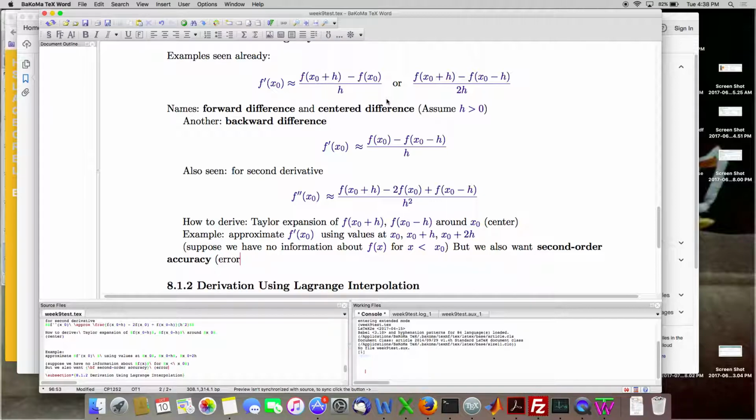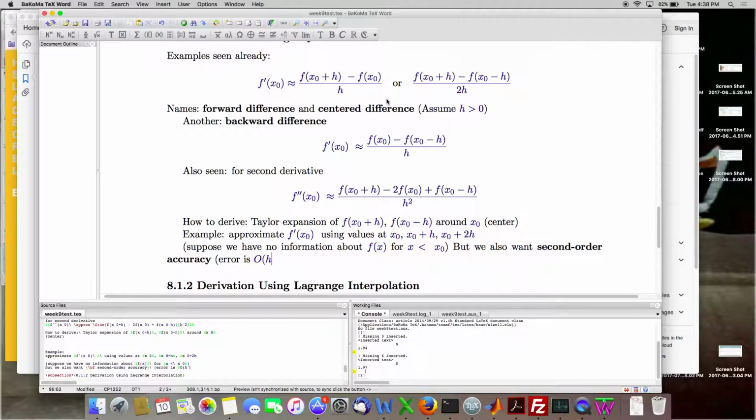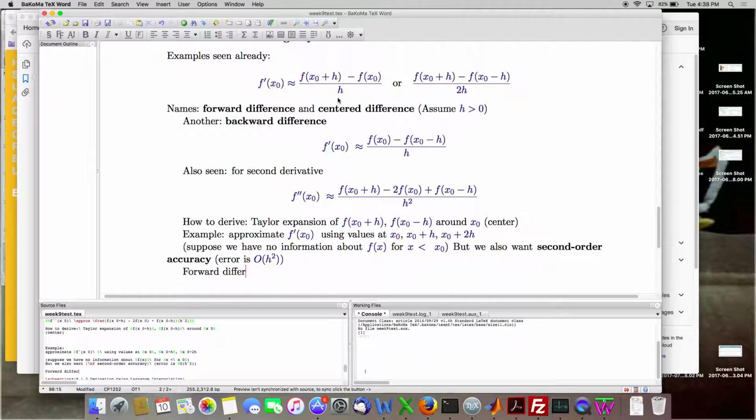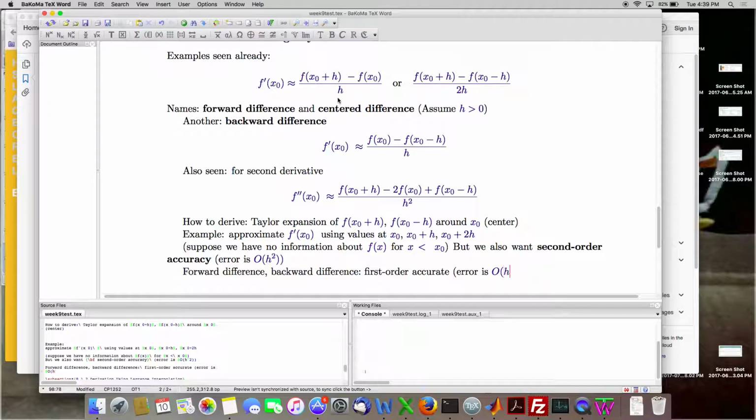Meaning the error is big O of h squared. Because what happens is, and as we saw in the homework, the forward difference, backward difference also, just because it's so similar to a forward difference, these are first order accurate. In other words, the error term is big O of h. In other words, it's proportional to h. So for example, if you decrease h by a factor of 10, the error decreases by a factor of roughly 10.